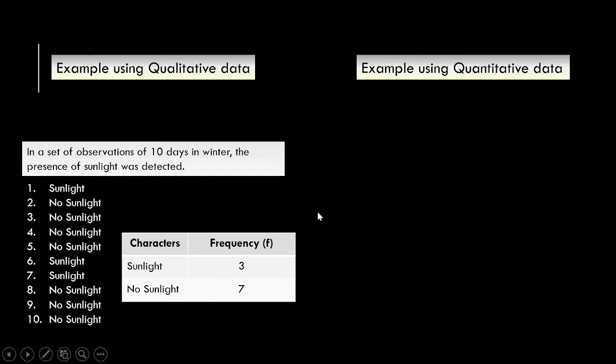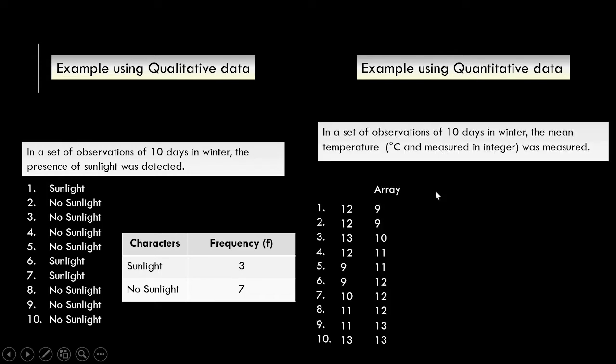Now let's take another example for the quantitative data. In this example, there is a set of observations of 10 days in winter, but the quantitative variable is temperature. Temperature can be measured in degrees Celsius or in other units. In this example, the temperatures are measured in integers. There are many repetitions in the values. They do not form any sequence.